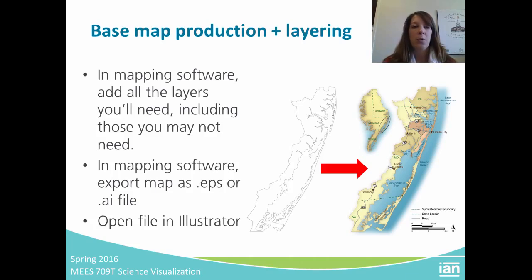So for this class, we're going to do a base map production and layering exercise. In your mapping software, you're going to add all the layers you need, including those that you may not need. And don't worry, we can always hide these layers later on. In the mapping software, you're going to export your map as .svg, .eps, or .ai. Then you're going to open that file in Illustrator. You don't need to copy and paste into a new artboard. Just go to the file in your folder and click on it, and it will open in Illustrator. It'll ask you what software to use.